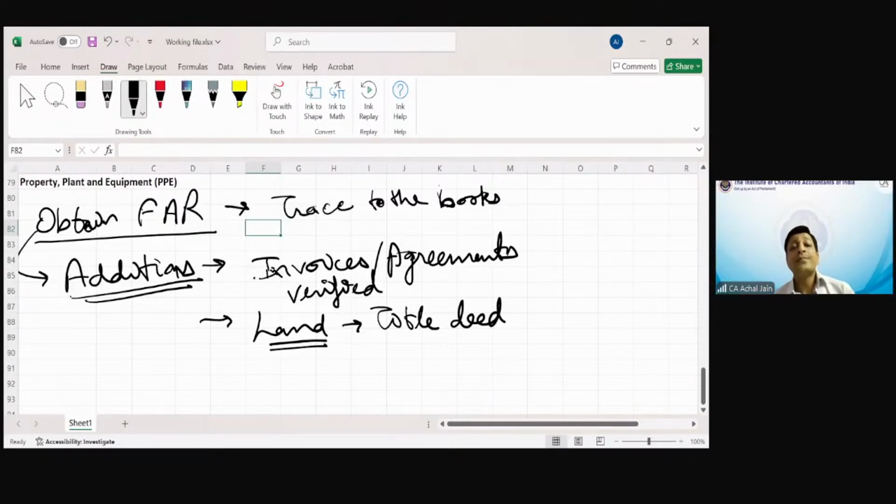Because through the title deed, what do you establish? Can you tell me? Right. Okay. So we are also talking about the relevant assertion to be checked. Now, in case of land, in case of various assets, once the additions are tested, what is going to be the second step?